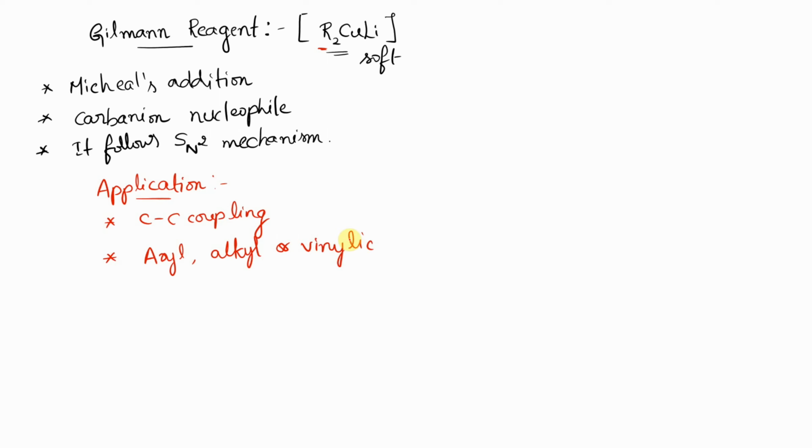Aryl, alkyl and vinylic halides, when they are subjected to this Gilman reagent, undergo carbon-carbon coupling, and further this reagent is also used to bring about epoxide ring opening. The third most important application of Gilman reagent is epoxide ring opening.